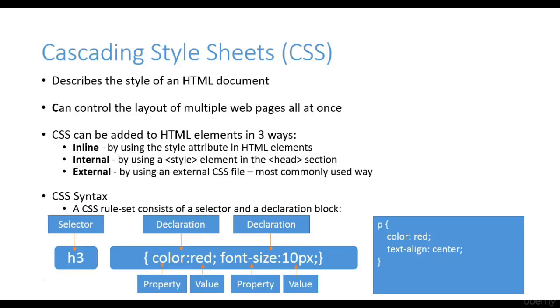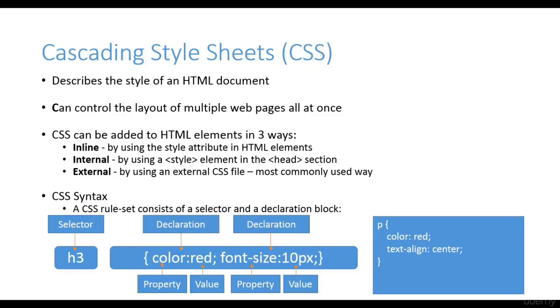CSS can be added to HTML elements in three ways. Like inline, which is by using the style attribute in HTML elements. Next, internal. This is by using the style element in the head section of the HTML file. Thirdly, as external. This is done by using an external CSS file. This is the most common way to add CSS, as it keeps the styles in separate CSS files, and the files have the extension .css.